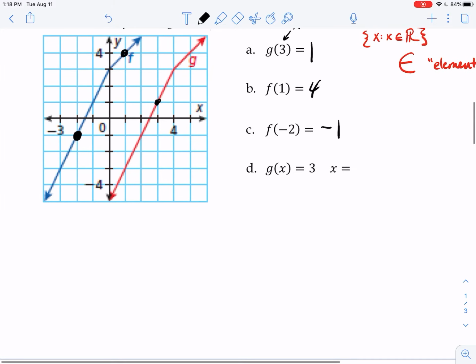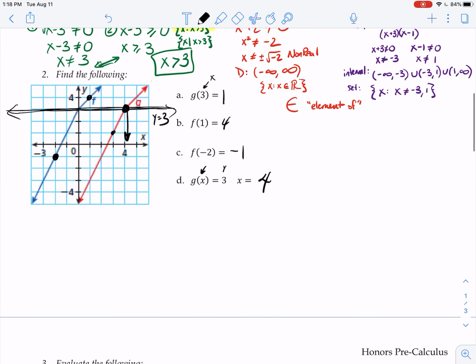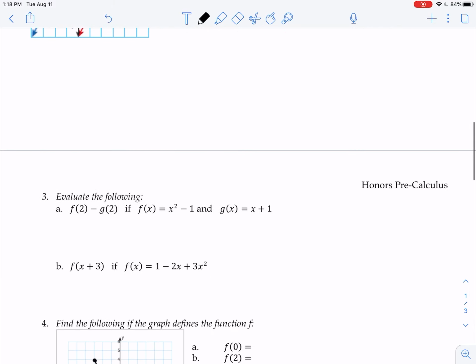Part D changes it up a little bit. These are pretty straightforward, but they're asking for the x value when they've given you the y. So here's the y, here's the line where y is equal to 3, and I want to know what's the x value that gives us that, so I come down here, and x is equal to 4. Yay. If I give you a problem like that on the test or quiz, you should say, thank you, Ms. Kosh, because pre-cal gets harder than that, let's just say that.